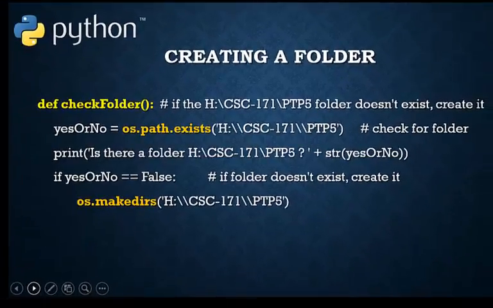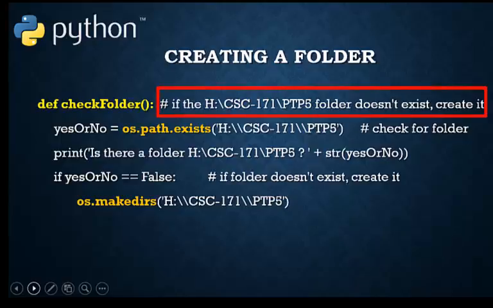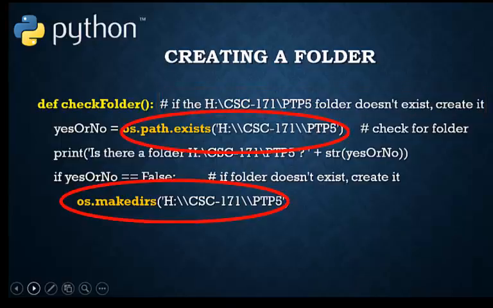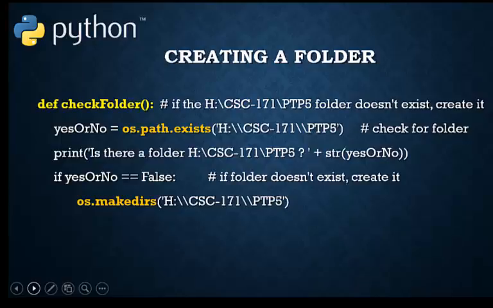Let's look closely at the first function that main calls, the check folder function. Its purpose is to create the PTP5 subfolder inside CSC 171 if it doesn't exist. Note the two functions highlighted in orange. These are pre-written functions that we are using from the OS and the os.path modules from the standard library. We can use these functions as part of our program because we imported them.